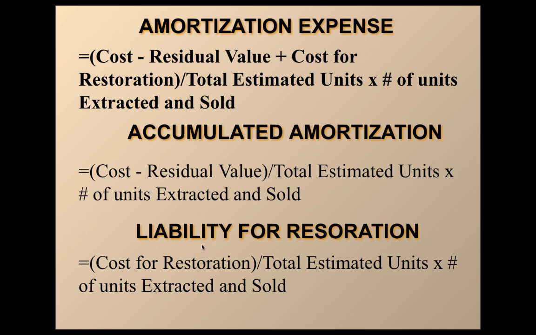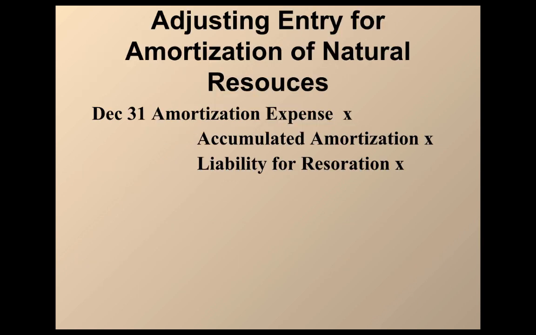And then, of course, just the cost for restoration divided by the total units extracted and sold is the formula for our liability for restoration. So you can do all three of these, which is what I would recommend you do, or you can just do two of them, and then in your journal entry you're going to know what you're missing. And I'm going to show you that in a couple of examples.